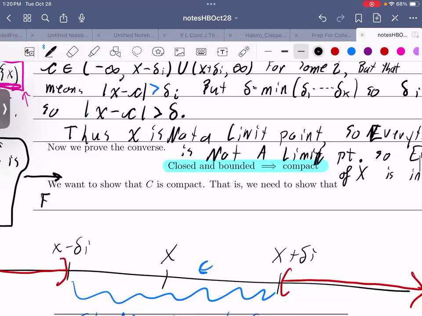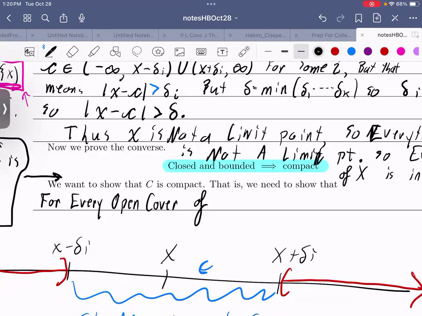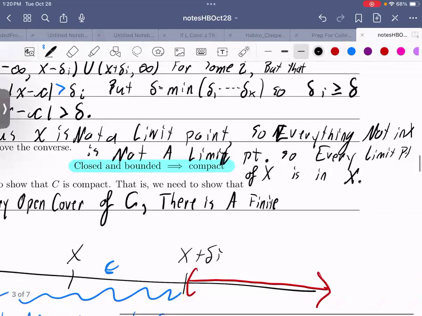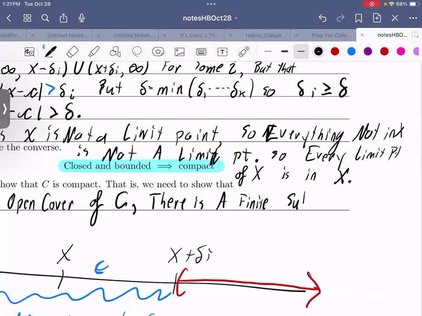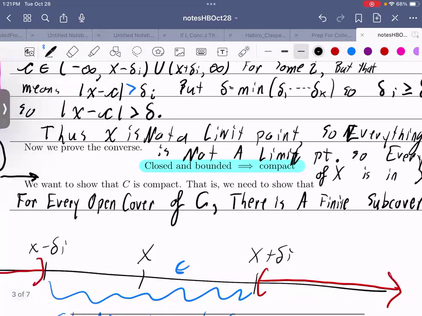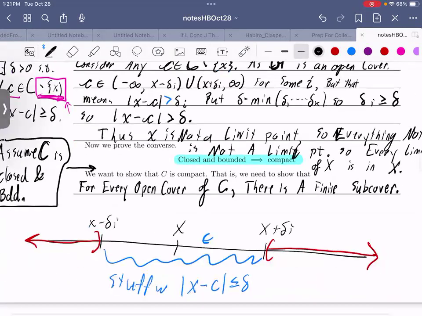It means that for every open cover of C, there is a finite subcover. All right, so that's what I need to do. That tells us something about the structure that the proof is going to need to take.